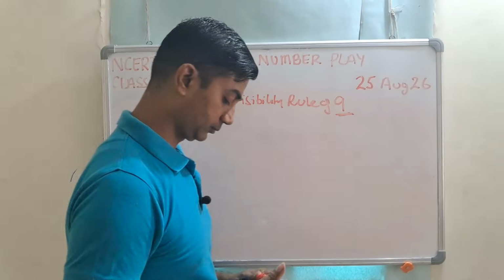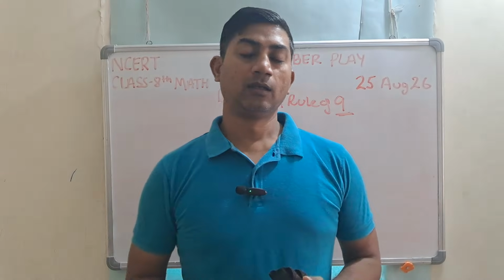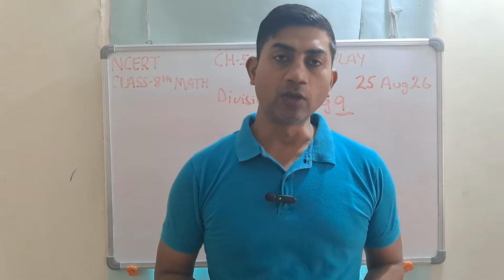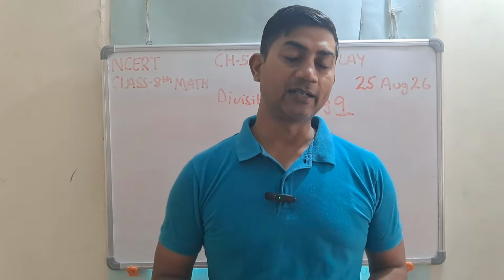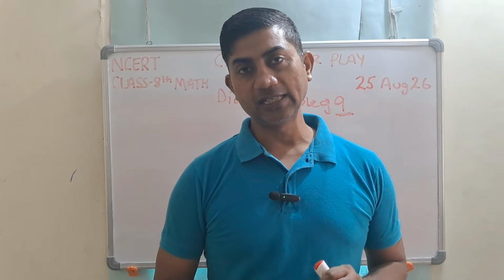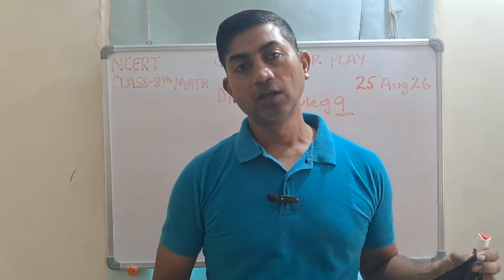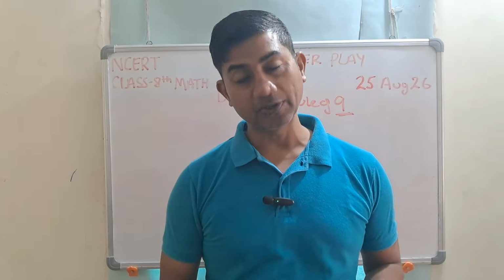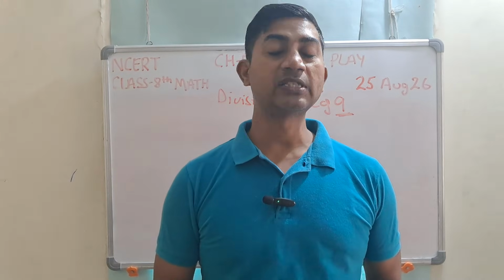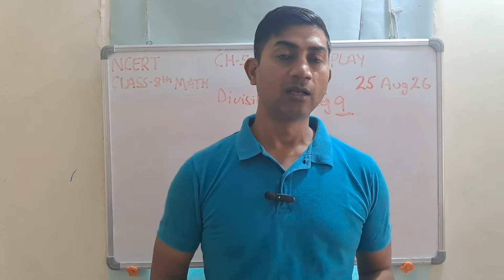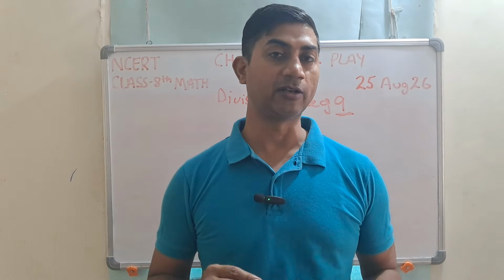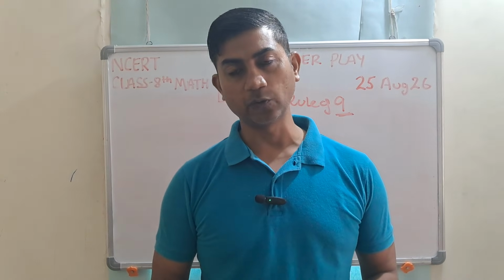Now see, if I quickly tell you what the divisibility rule of 9 is, then you will realize that it's a very easy and quick method. Whenever any number is given, we can find out very quickly whether that number is divisible by 9 or not.